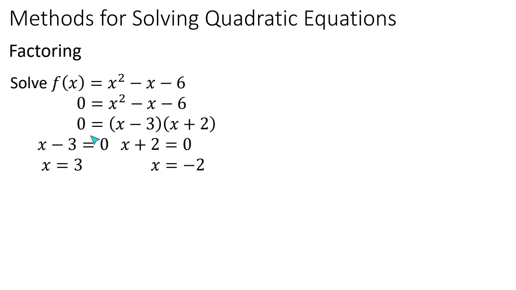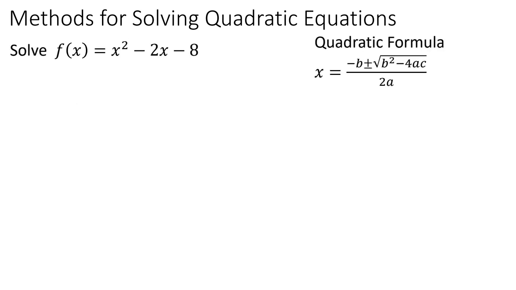And so we can set each of these factors equal to 0, using the zero product property. So x minus 3 is equal to 0. Solve for x, we get x equals 3. x plus 2 equals 0. Solve for x, we get x equals negative 2. So that is using factoring.